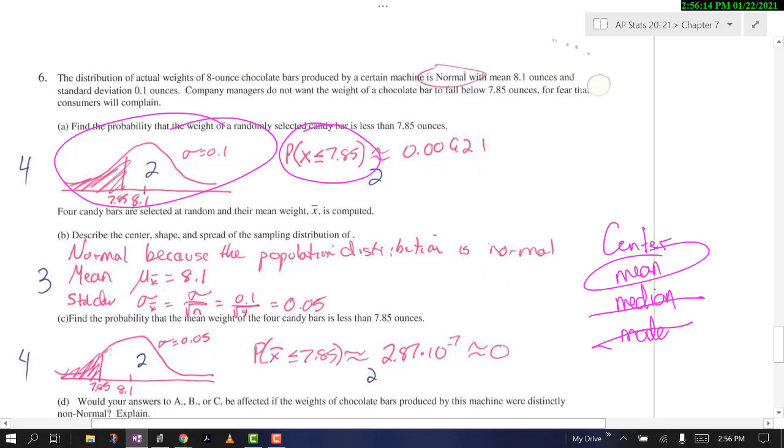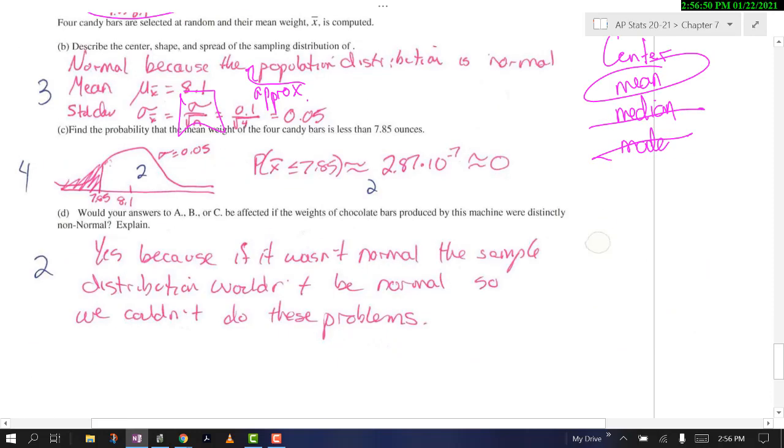Standard deviation changes, where we have sigma divided by the square root of n. 0.1 divided by the square root of 4, so 0.05. And it's normal because the population is normal, right up here. Or the sampling distribution of the mean is also normal, or approximately normal. I would say approximately, because we don't know if it's perfect, but that's what I would look at.